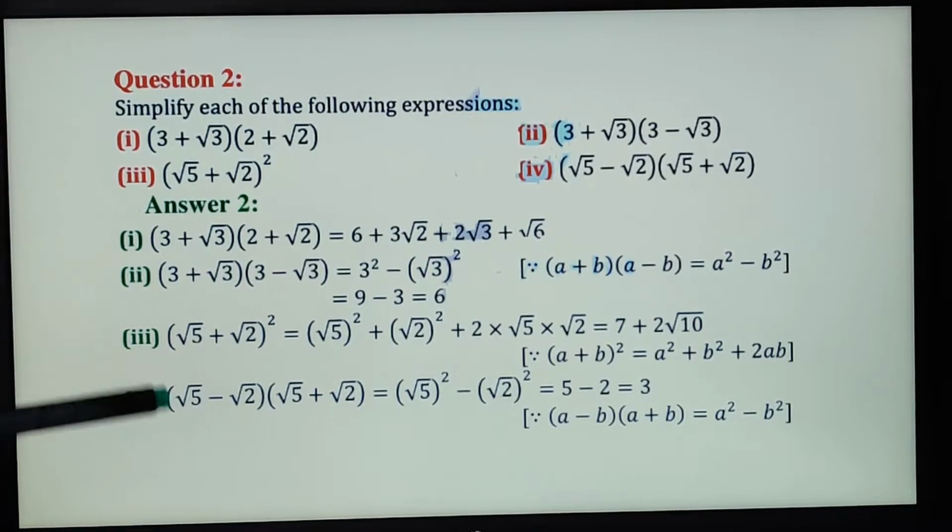We have done this kind of question in our Zoom class also. So I know you can solve all these questions on your own. Still, I have given you the solution.